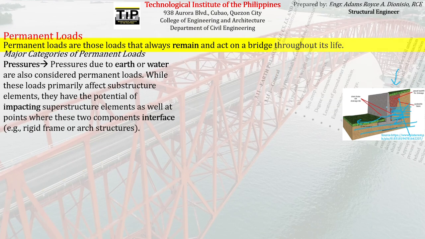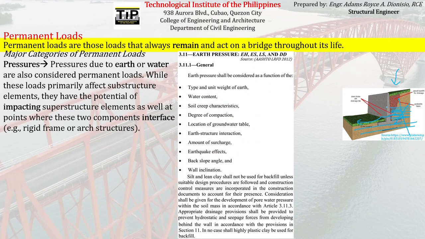Okay? So, if you want to find the corresponding provisions that pertain to earth pressure, you can refer to section 3.11 of AASHTO LRFD 2012. Because section 3.11 pertains to earth pressure. So, that particular code provision is actually dedicated for the computation of earth pressure. So, ang symbol natin that we usually use for earth pressure ay EH, ES, LS, and DD.